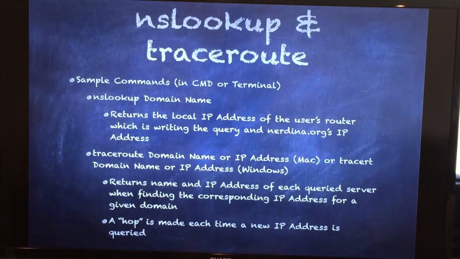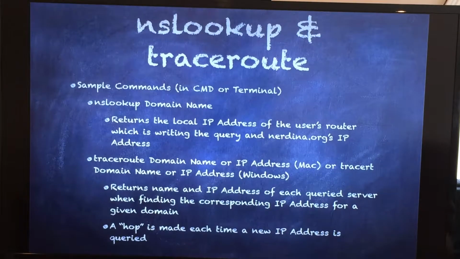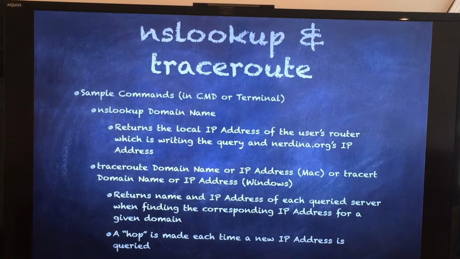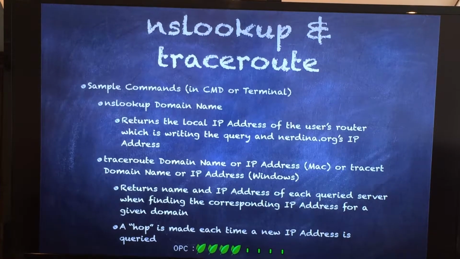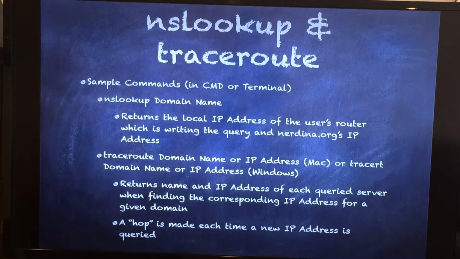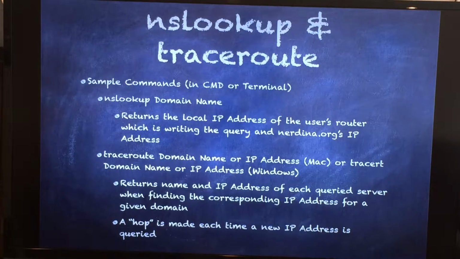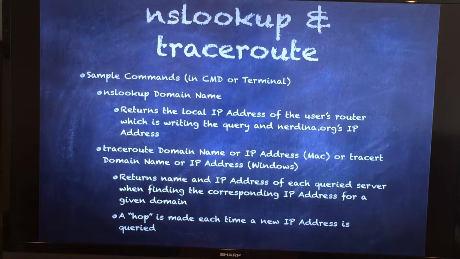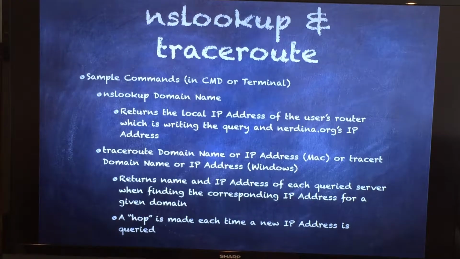The second command that we will be using is called traceroute. Here we can type in either a domain name, nerdina.org, or an IP address, which would be nerdina.org's corresponding IPv4 or IPv6 address. This traceroute not only returns the IP address of nerdina.org and the router, but will also tell us the IP addresses of each and every server that is queried when trying to find the correct corresponding IP address. Just a quick note on terminology. Each time a new IP address is queried, what is called a hop is made.